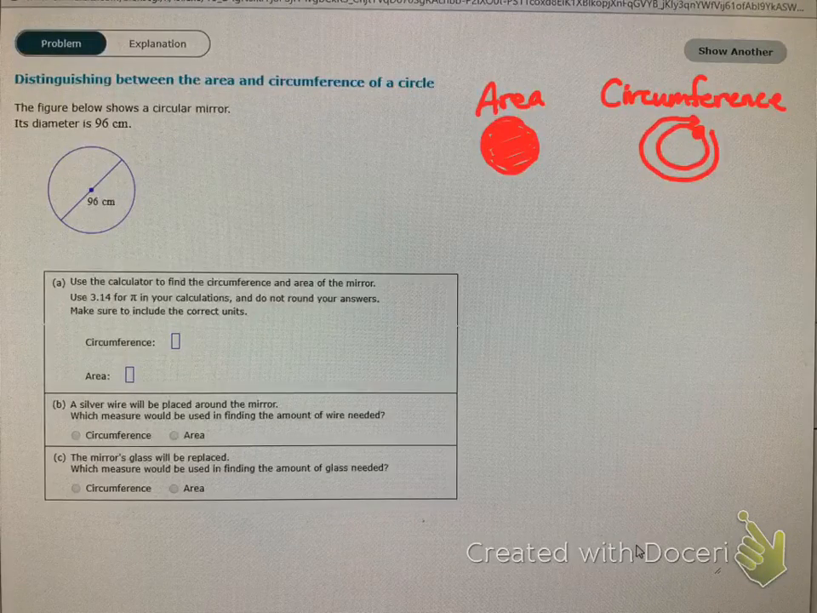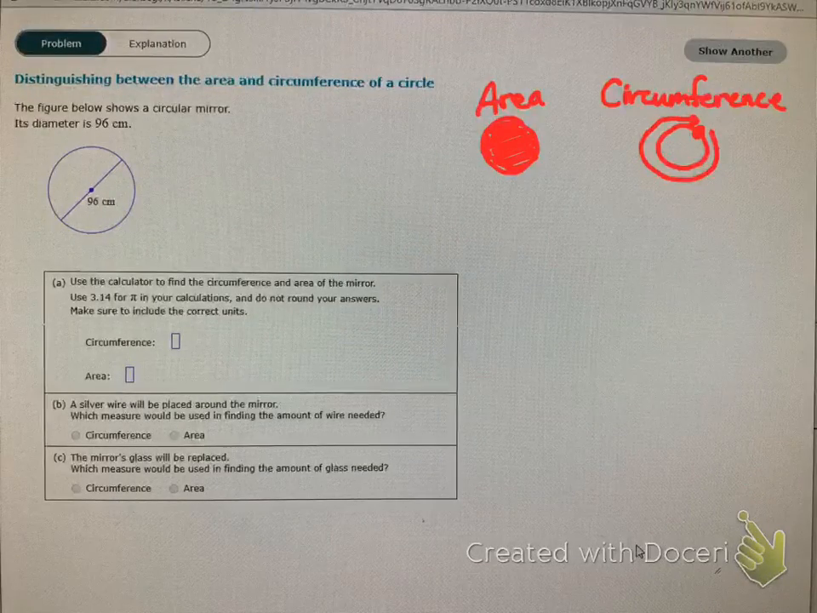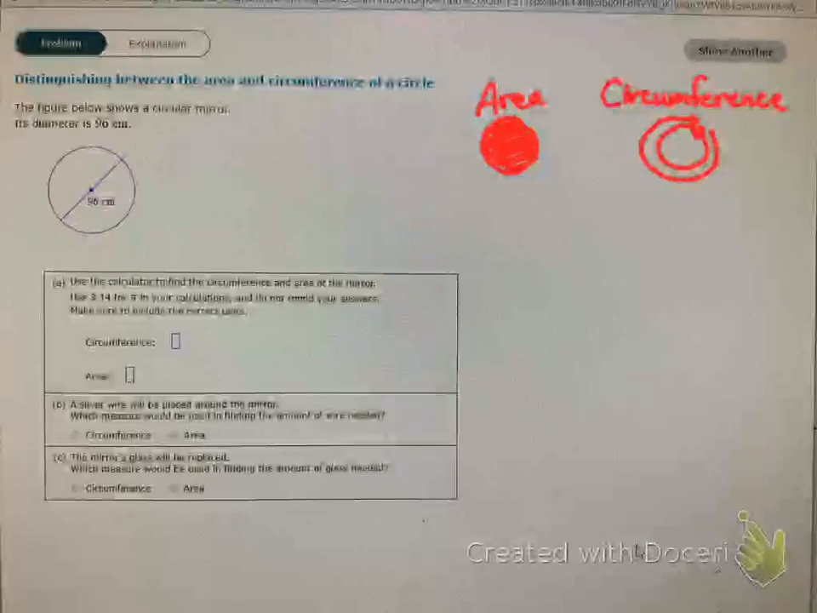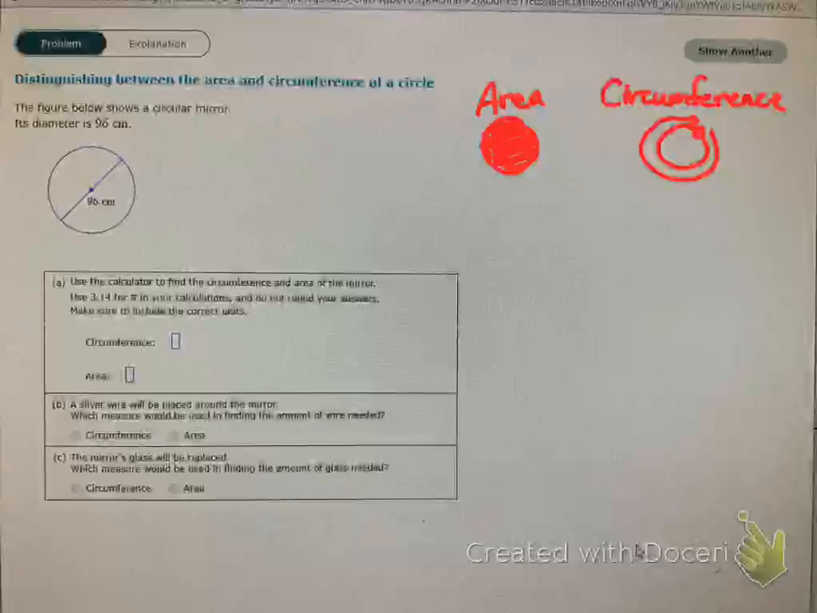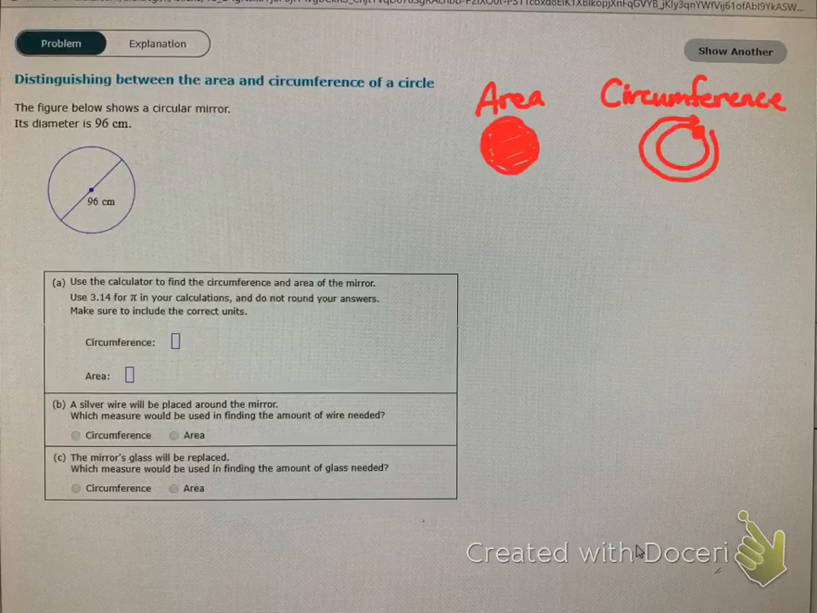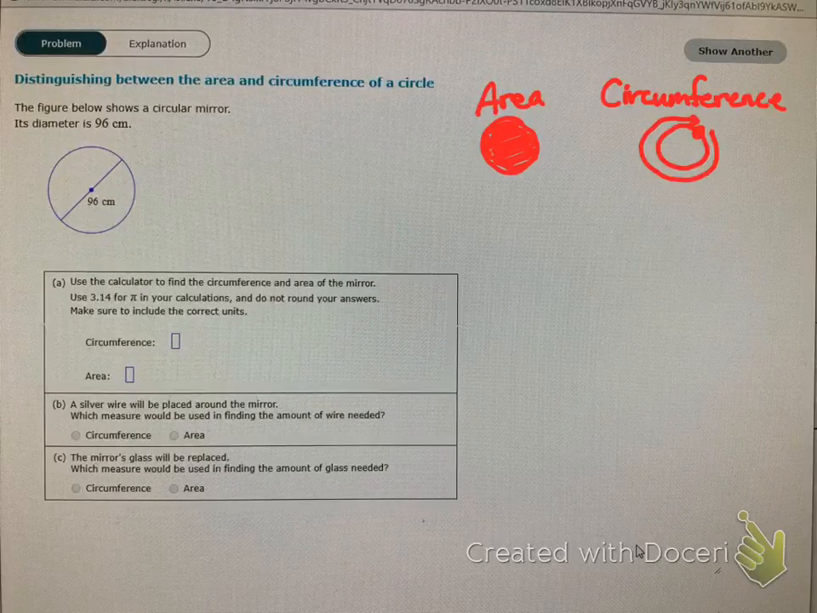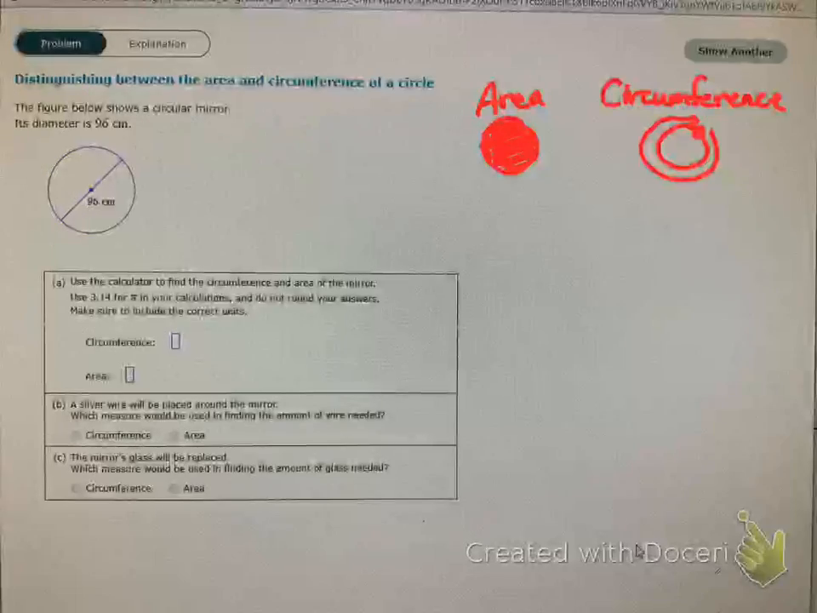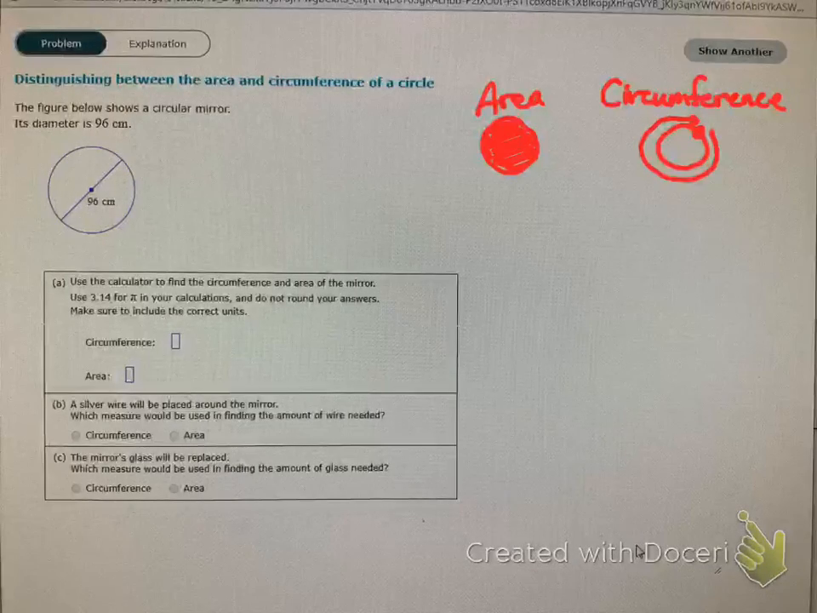So if we come to this, it gives us one picture. It has a diameter of 96 centimeters. So part A says use the calculator to find the circumference and the area of the mirror. So we're going to do both calculations. It says use 3.14 for pi and do not round your answers. That part is similar to what we just did on the last two. So I'm going to quickly do that, but I'm not going to really explain too much of it.